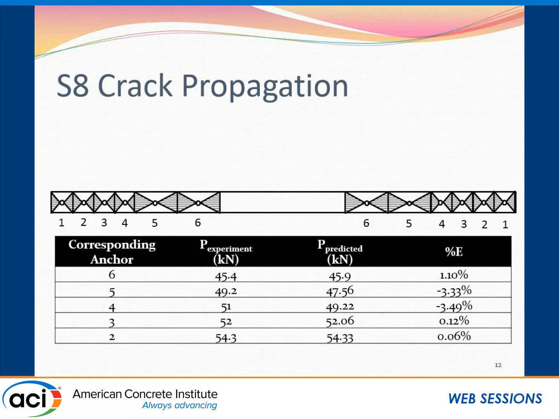Moving on, for anchor 5, the experimental load was 49.2 versus 47.56 from the model, and so on until we get to the last anchor, anchor 2, at which we had the load experimentally be 54.3 versus 54.33 kilonewtons from the model. So we obtained some good agreements with these specimens.